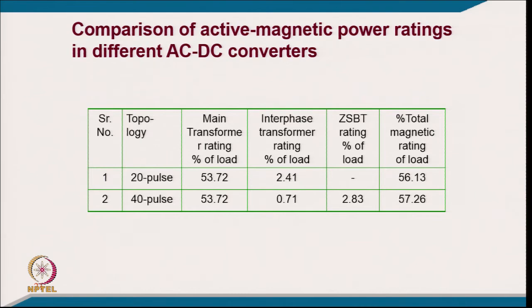And the rating, of course, this is the main transformer rating, this is the interface transformer rating, and this is for 40 pulse. For 20 pulse you do not need the zero sequence blocking transformer, but you need it for 40 pulse, because you are connecting two 20 pulse converters in parallel. So, the rating here comes to 56%, and here its rating comes to 57.26%. So, still in auto-connected form it is not going to be more than about 60% rating of this auto-connected transformer.